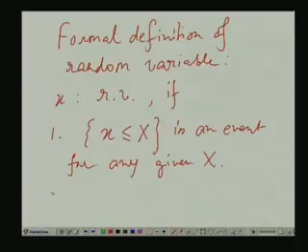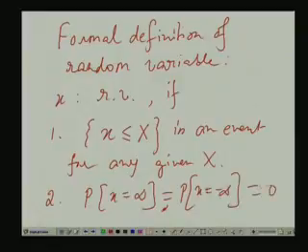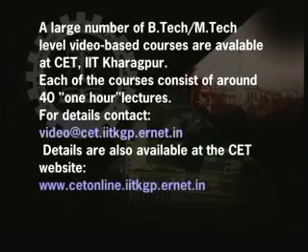And number 2 is the two things: the probability of x taking the value infinity and the probability of x taking the value minus infinity, both should be equal to 0. That is a formal definition of a random variable. That is all for today. Thank you.